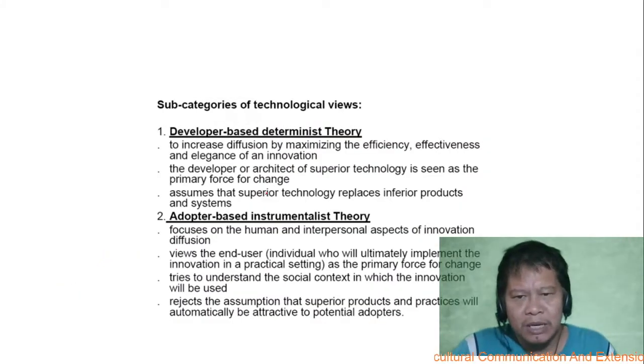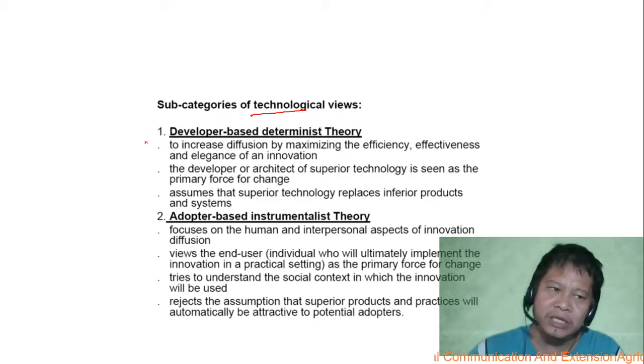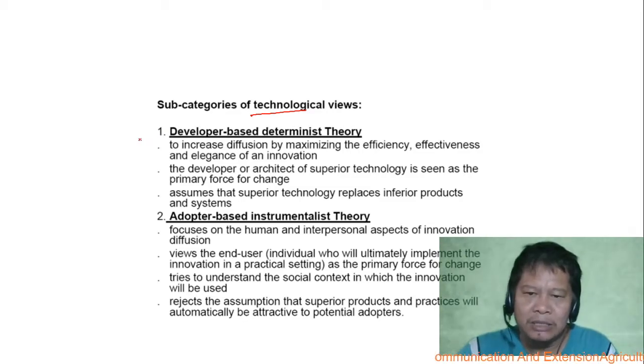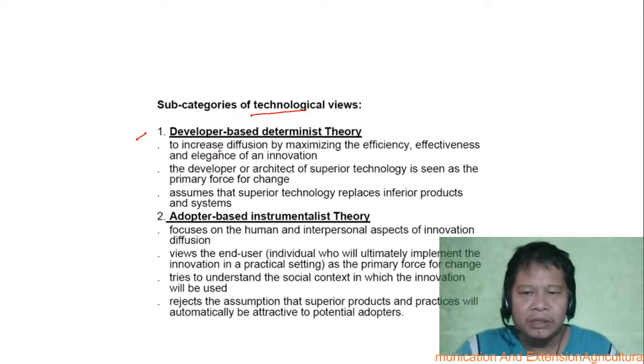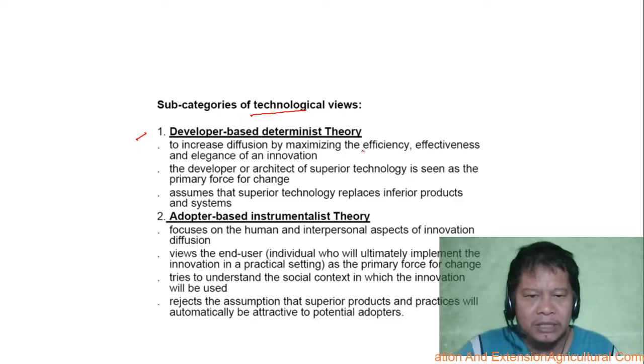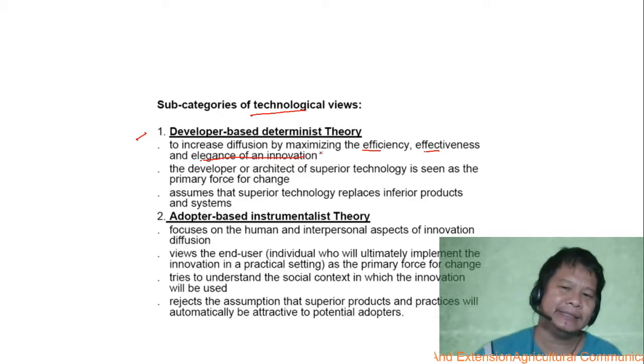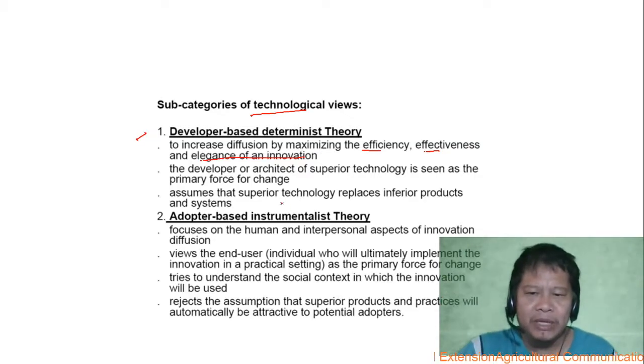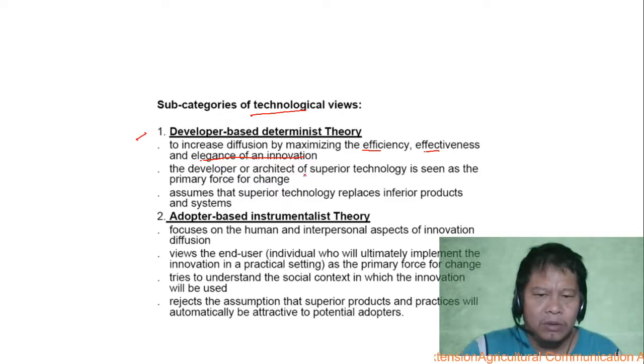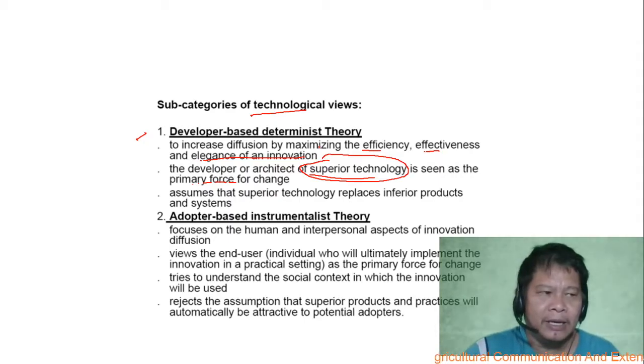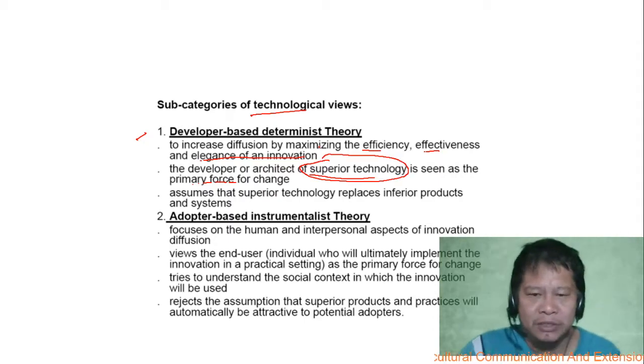So there are some subcategories in technological views. Now we have other determinisms. There is a developer-based determinism theory. According to this determinist theory, the aim is to increase diffusion by maximizing the efficiency, effectiveness, and elegance of innovation. That is in the eye of the developer. The developer or architect of superior technology is seen as the primary force for change. So it is somewhat similar to utopian determinism.